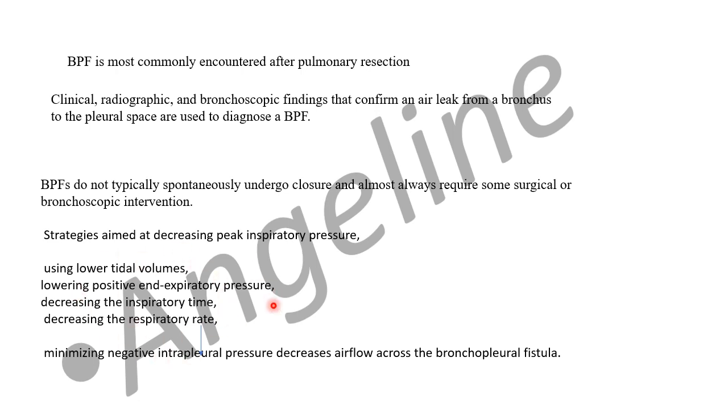Do something or all of them to somehow try to keep the flow rate from the bronchus into the pleural cavity down till you find a definitive treatment. Minimizing negative intrapleural pressure decreases airflow across the bronchopleural fistula. So this tweaking will help bring down the intrapleural pressure.